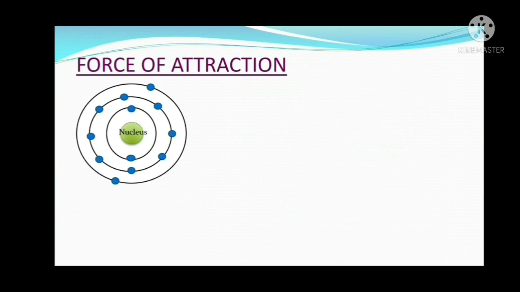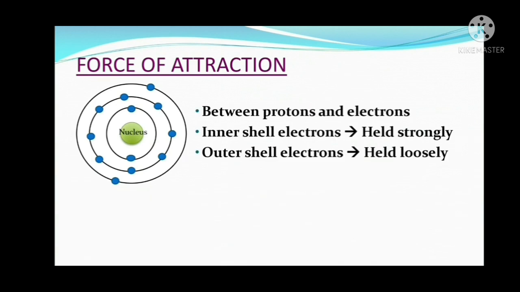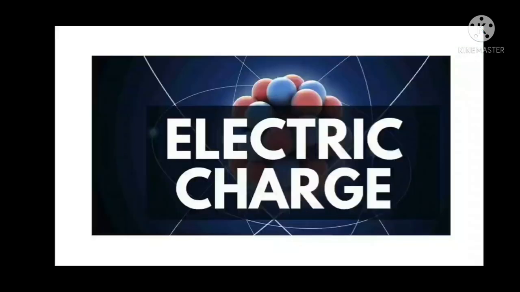Also, there is a force of attraction between protons and electrons. The inner shell electrons, that is, inner orbit electrons, are held strongly because they are very close to the protons. But the outer shell electrons are held loosely because they are far away from the protons.